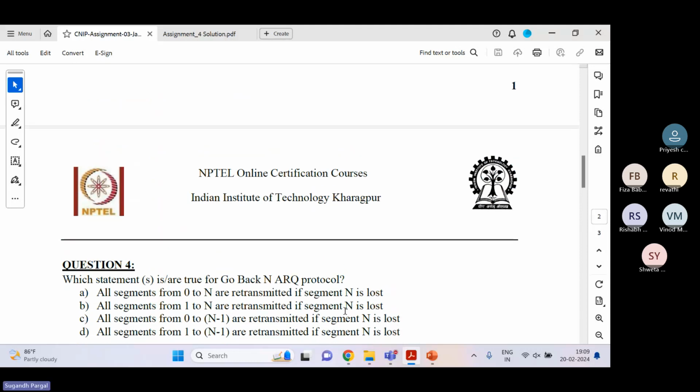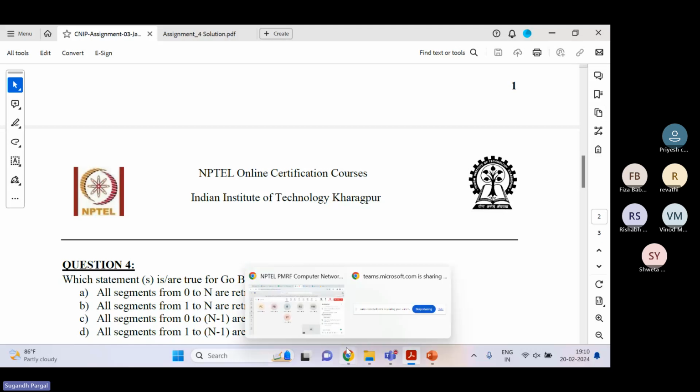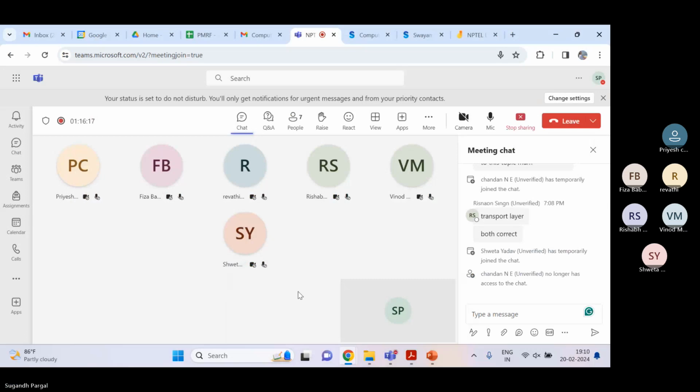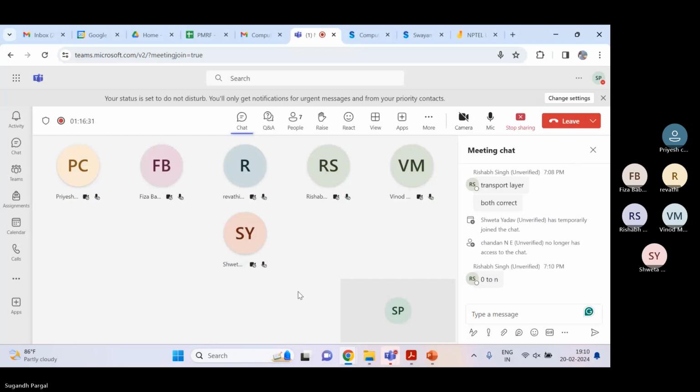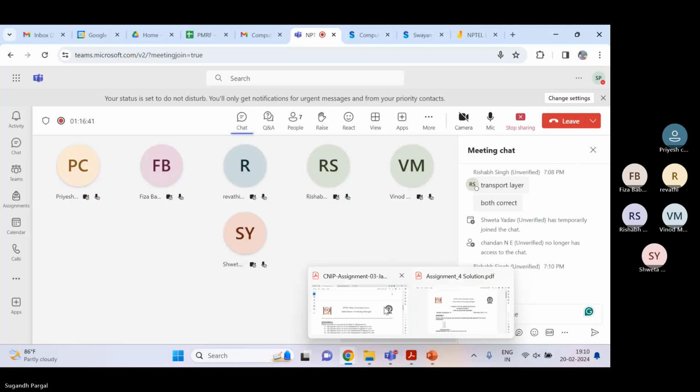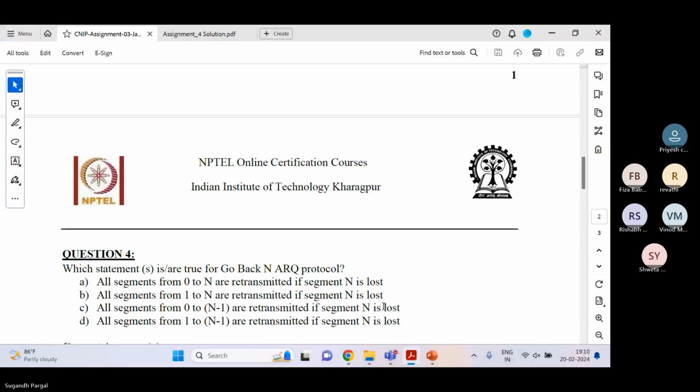Which statement is true for the Go-Back-N ARQ protocol? All segments from 0 to N are retransmitted if segment N is lost. All segments from 1 to N are retransmitted if segment N is lost. All segments from 0 to N minus 1 are retransmitted if segment N is lost. Or all segments from 1 to N are retransmitted if N is lost. Yeah, that's right, 0 to N.